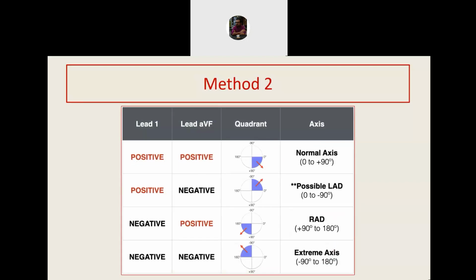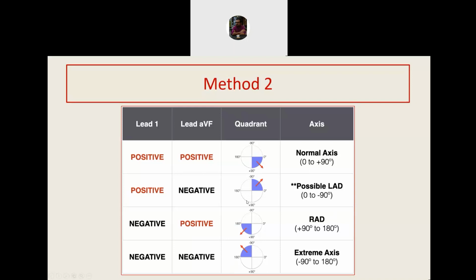For simplicity, let's think any axis between 0 to 90 is normal. Any axis in the 0 to minus 90 may be left axis deviation. I am saying maybe because the minus 30 is included here. Any axis between plus 90 and 180 may be right axis deviation. I'm saying maybe because plus 110 is included here. And any axis between minus 90 to plus 180 is extreme axis deviation. So you simply look at the QRS vector in lead 1 and aVF. If both are positive, then their resultant lies in the first quadrant. That's a normal axis.